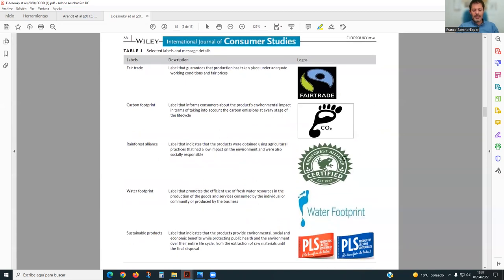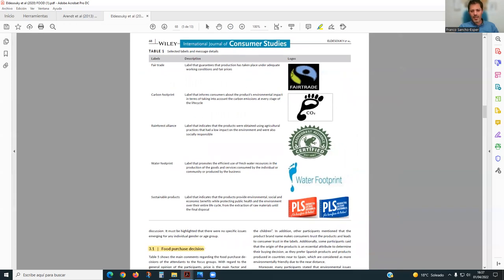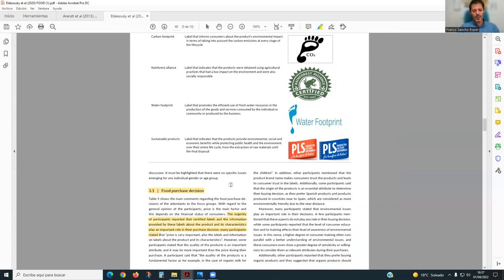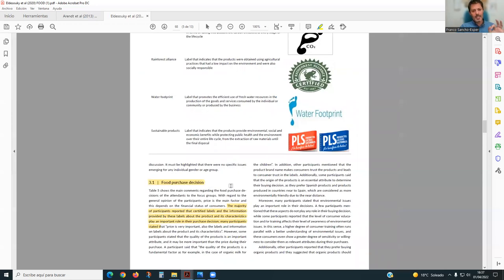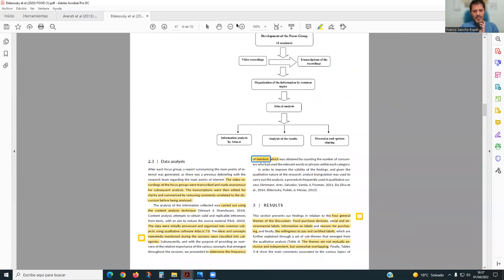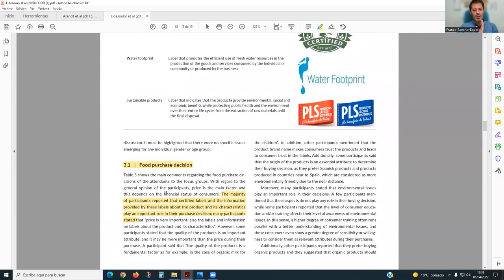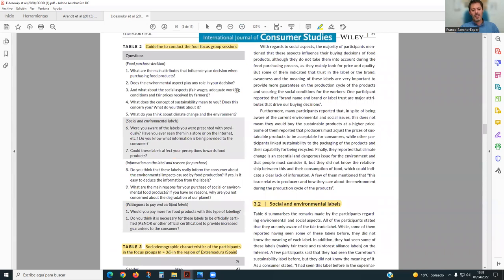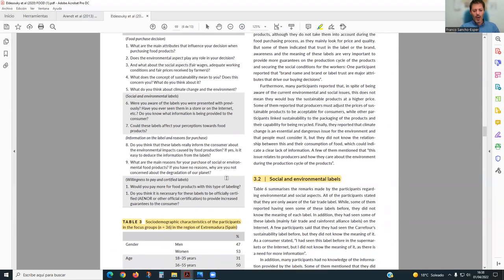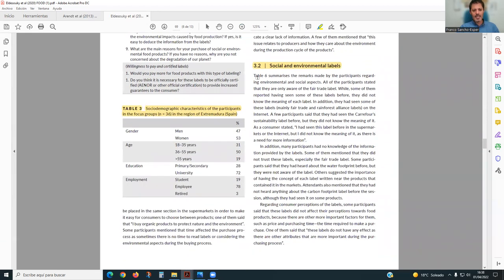This is the table. These are the different labels: the fair trade label, the CO2 footprint label, Rainforest Alliance, water footprint, and PLS. Five types of labels that can be put on different foods. And now what they do is analyze. They have divided the ideas into these different themes, and then they go one by one. For food purchase decision, they explain what people say in general, and afterwards what they do. Well, this is the script of the focus group. And what they do is summarize these ideas in a table.